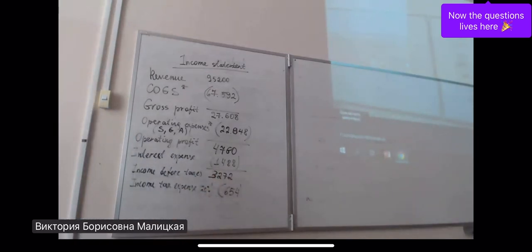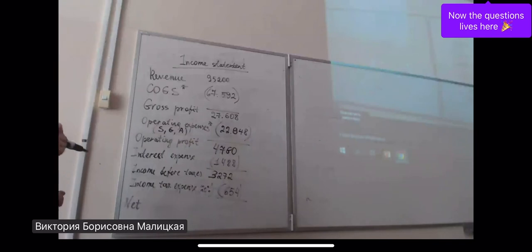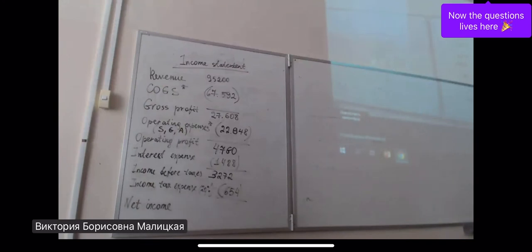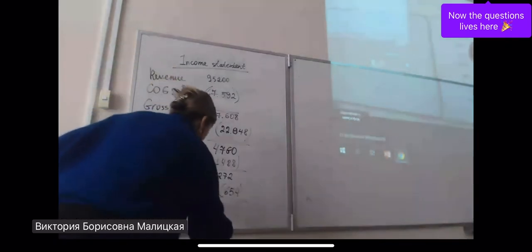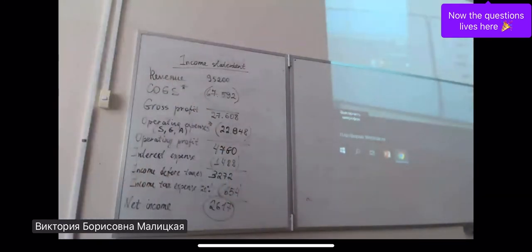You are calculating the residual value. So my income tax expense is 654. And finally, that's going to be net income. Net income. And how much is net income? Can you please calculate it? 2,617. This is how much is left. And this is our net income.